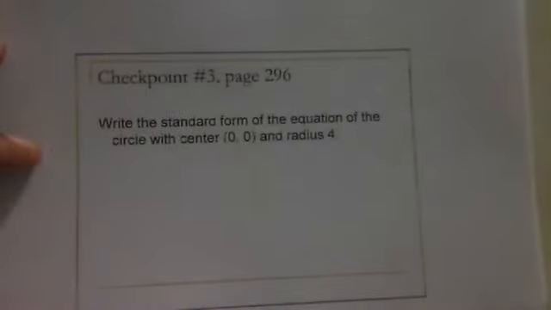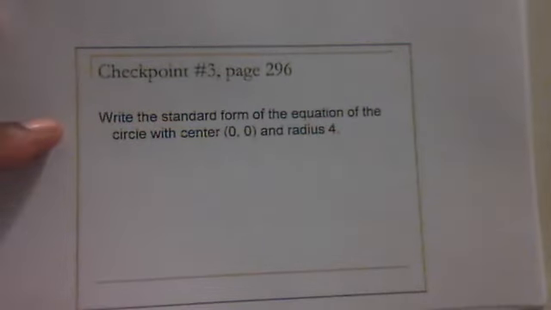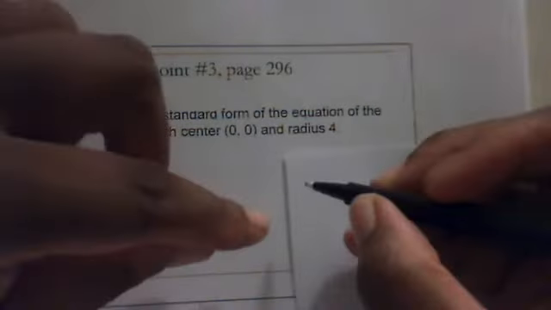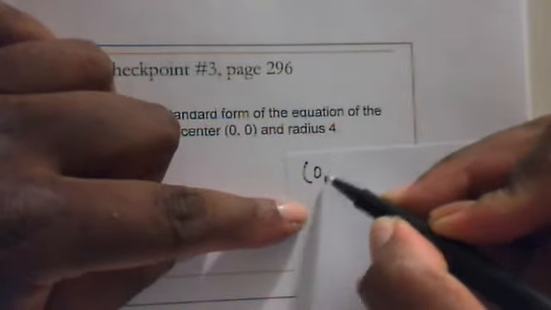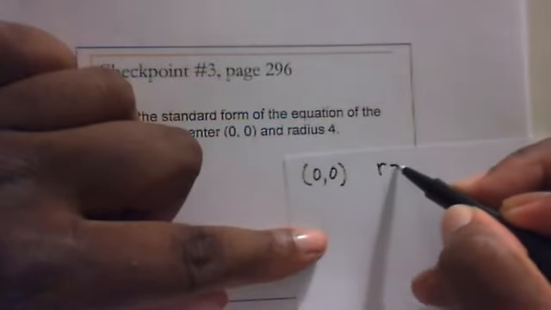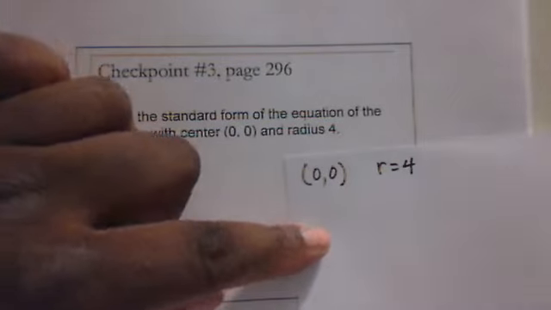Now we're going to see how we can apply this particular formula to write the standard form of the equation of a circle. Take a look at this example. Here we want to write the standard form of the equation of a circle with the center at 0, 0 and the radius 4. So the center is at the origin, and the radius r is going to be 4.